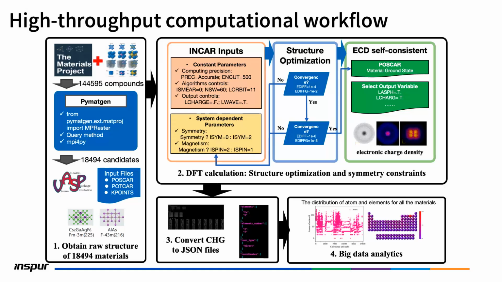This figure shows the overview of a workflow to build a materials informatics database. In the database, we mainly focus on materials in cubic symmetry, which require less computation and are more efficient to calculate. The framework contains 4 parts. The first step is the pre-processing. In the pre-processing, we use a query method from the Python Materials Genomics package to get the atomic structures and pseudopotential KPOINTS files from the Materials Project.